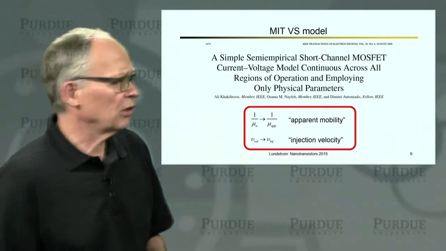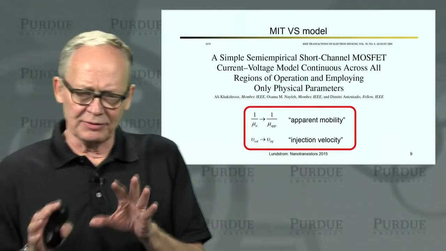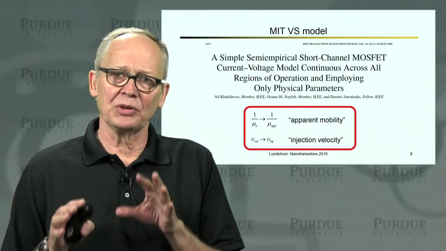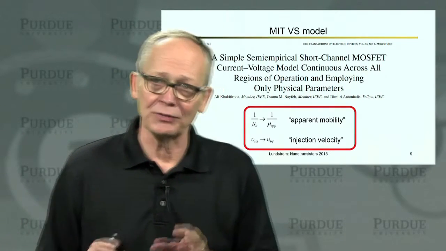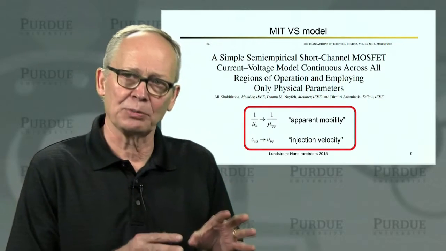Okay, so what we learned is that if you look at this virtual source model, this was a model that was developed to describe nanotransistors. I derived it in a different way. I derived it from a traditional perspective.